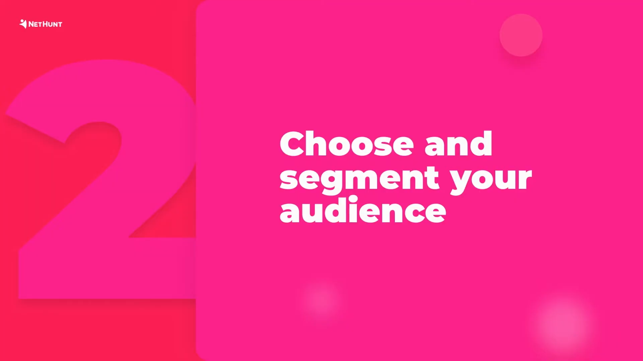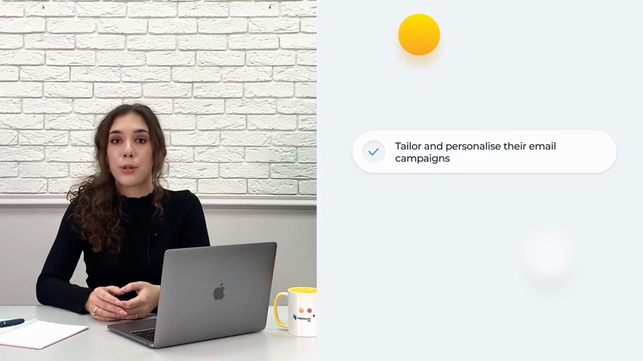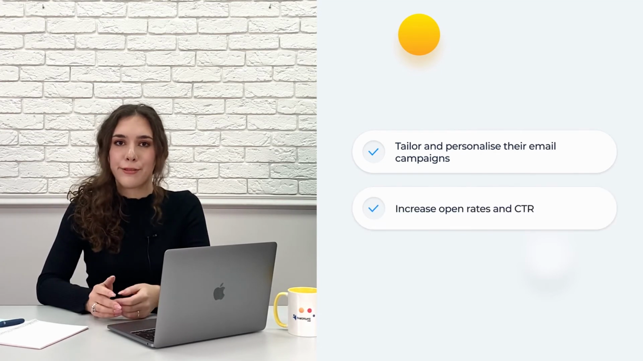Once you're all set with the type of email sequence you want to send out, it's time for step number 2. Choose and segment your audience. List segmentation is a must for any successful email marketing sequence. You can personalize messages for better engagement, conversions, and a brand audience relationship. It also increases open rates and click-through rates.